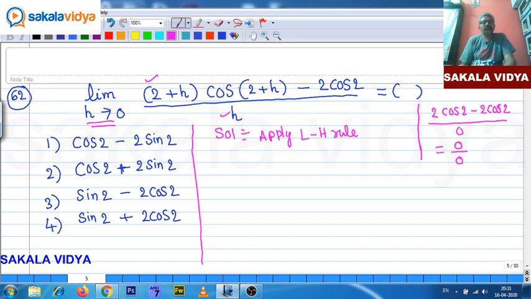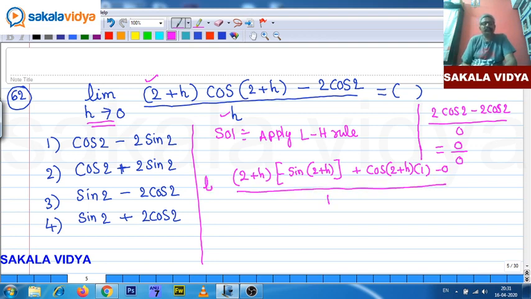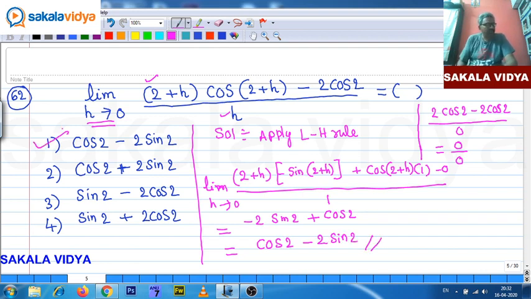Here 2 plus h is u, cos of 2 plus h is v, so you need to do the UV derivative. First, 2 plus h into the derivative of cos, so minus sin of 2 plus h, into the derivative of 2 plus h, which is 1, plus cos of 2 plus h into the derivative of 2 plus h, which is 1, whereas 2 cos 2 is a constant whose derivative is 0, upon the derivative of h, which is 1, with respect to h. Now apply the limit, h tends to 0. So we get minus 2 sin 2 plus cos 2 plus 0. So this equals cos 2 minus 2 sin 2. This is the answer. So the first option is the answer.